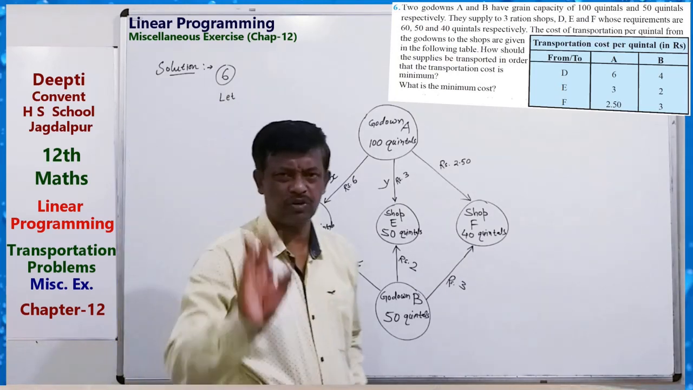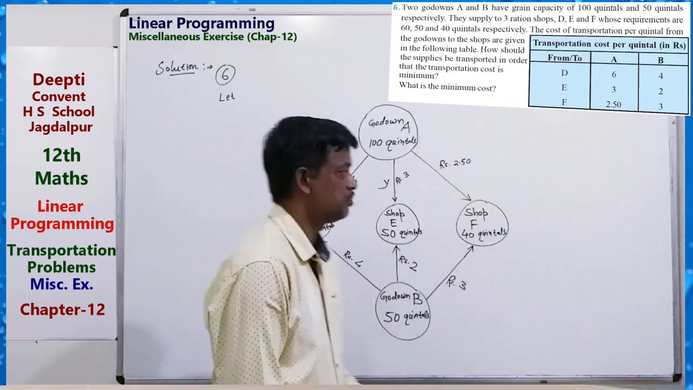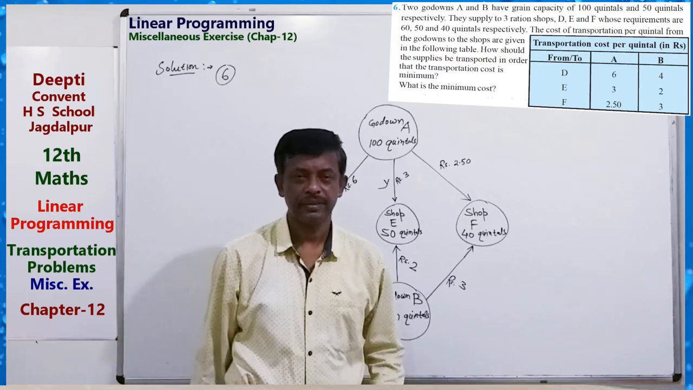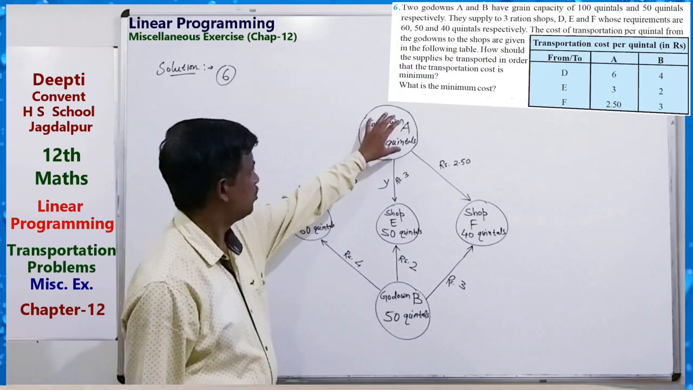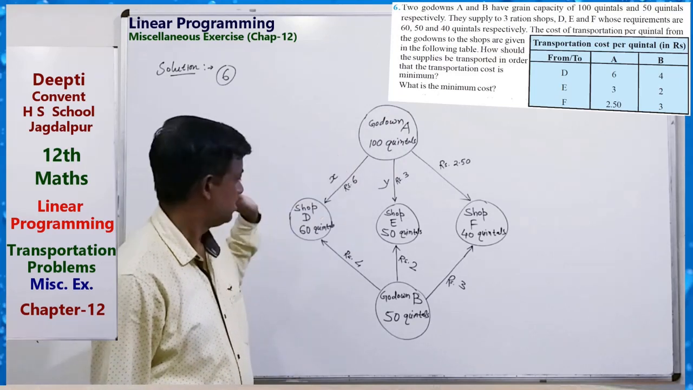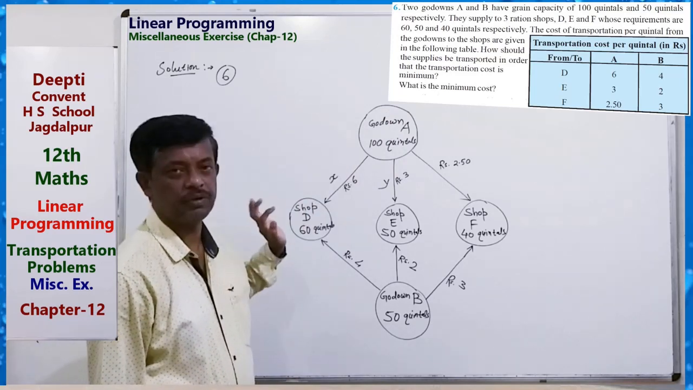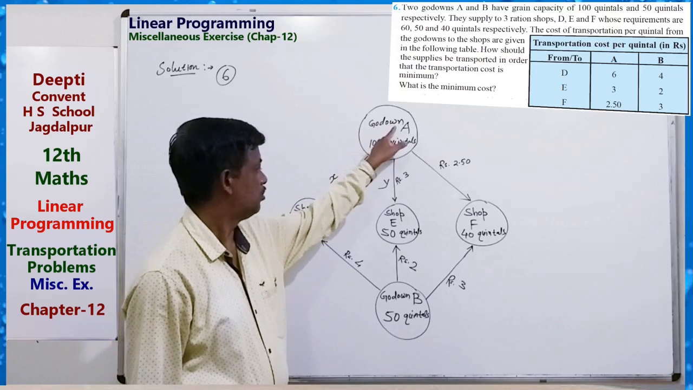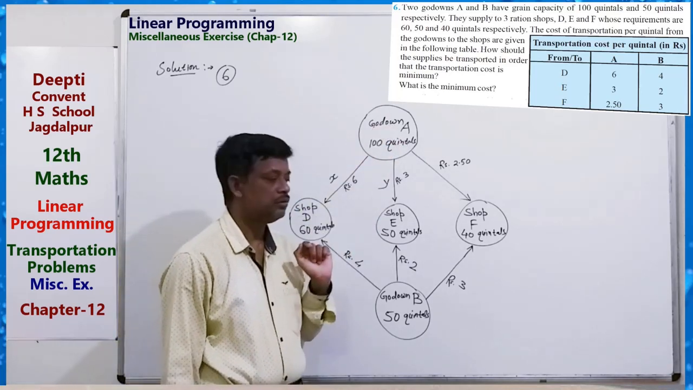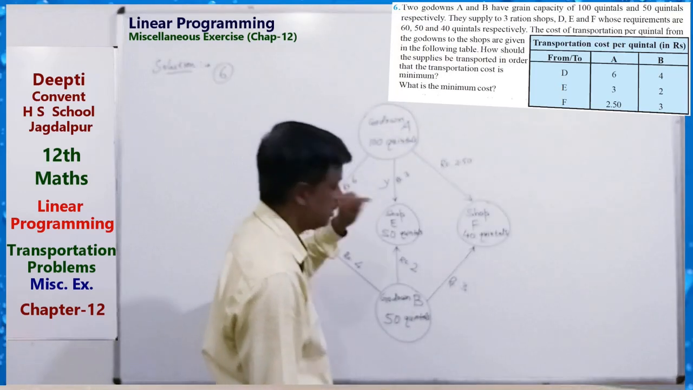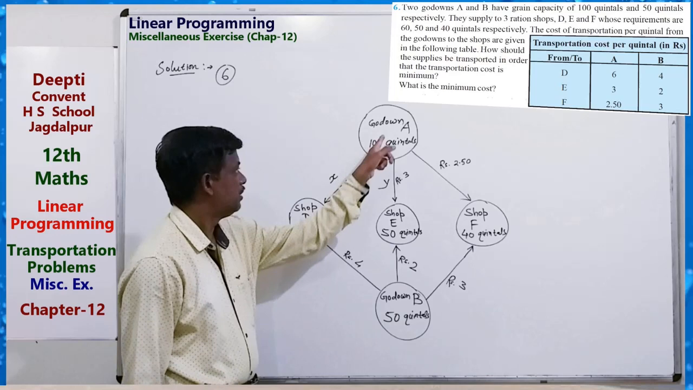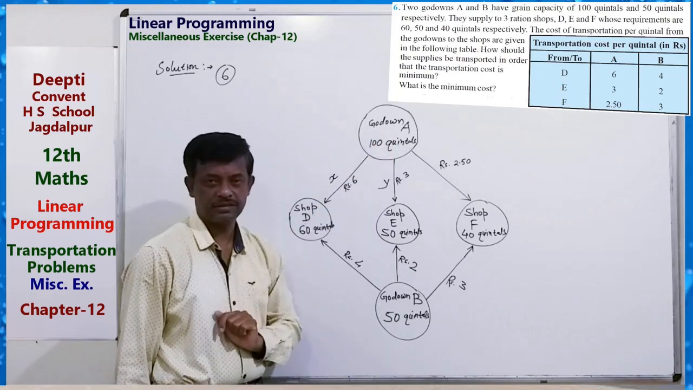We just have to draw the diagram here. Okay. Suppose from godown A, X quintal of grain is supplied to D, and from godown A, Y quintal is supplied to E. Then it has 100 quintals.